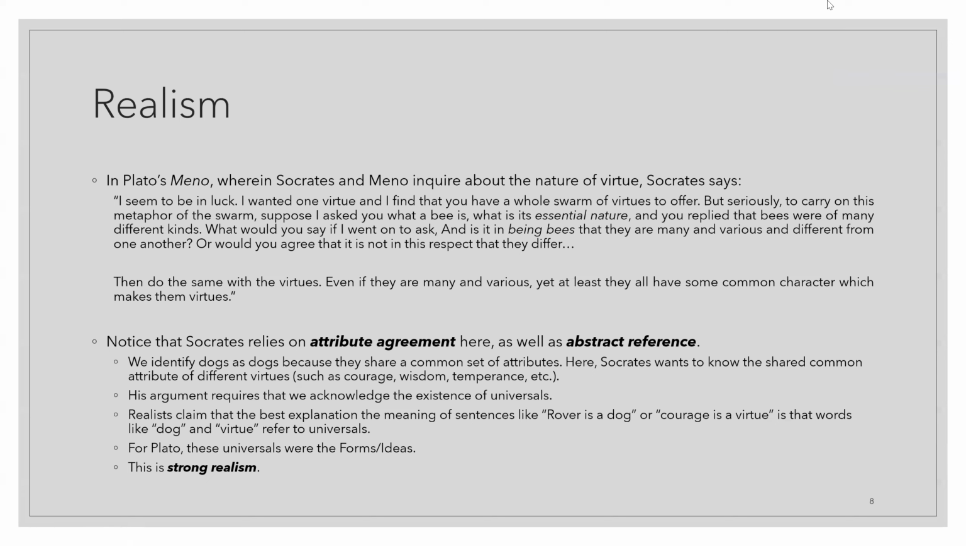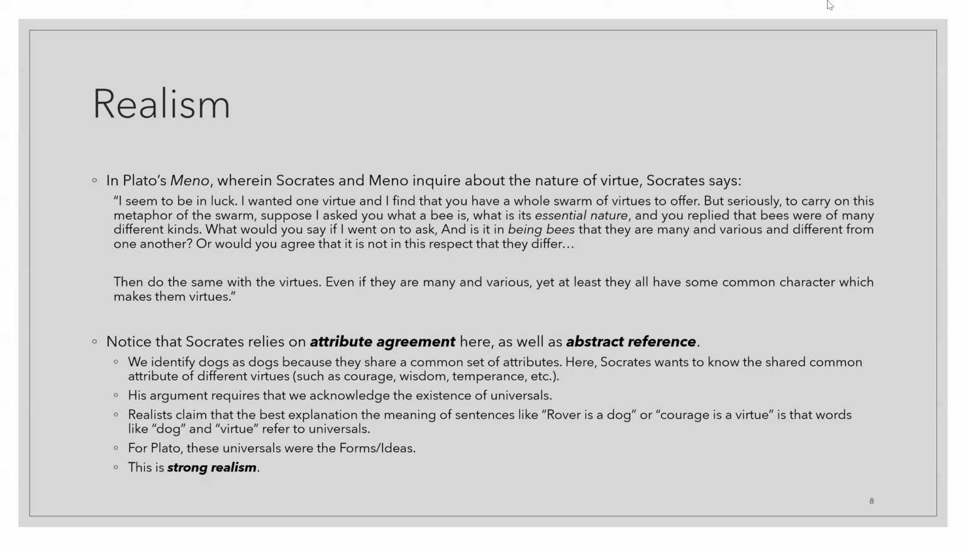"Suppose I asked you what a bee is, what is its essential nature? And you reply that bees were of many different kinds. What would you say if I went on to ask, and is it in being bees that they are many and various and different from one another? Or would you agree that it is not in this respect that they differ? Then do the same with the virtues. Even if they are many and various, yet at least they all have some common character which makes them virtues."